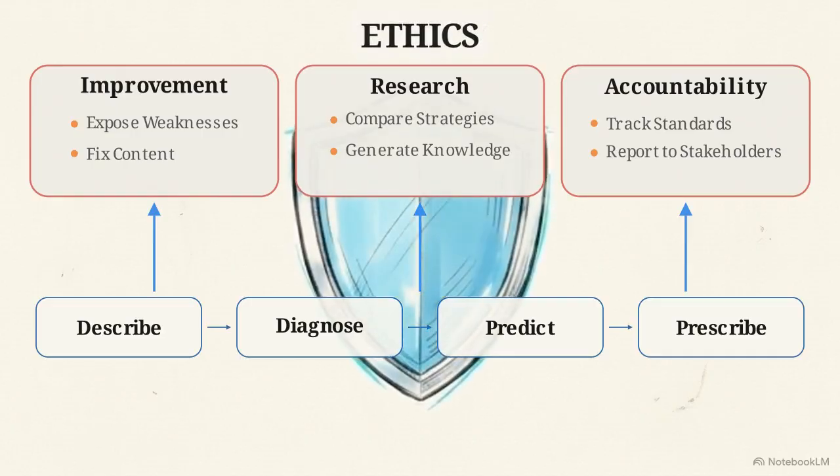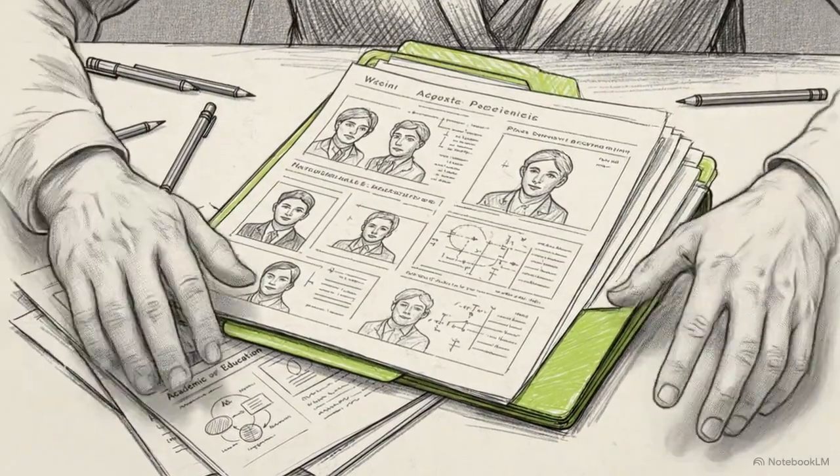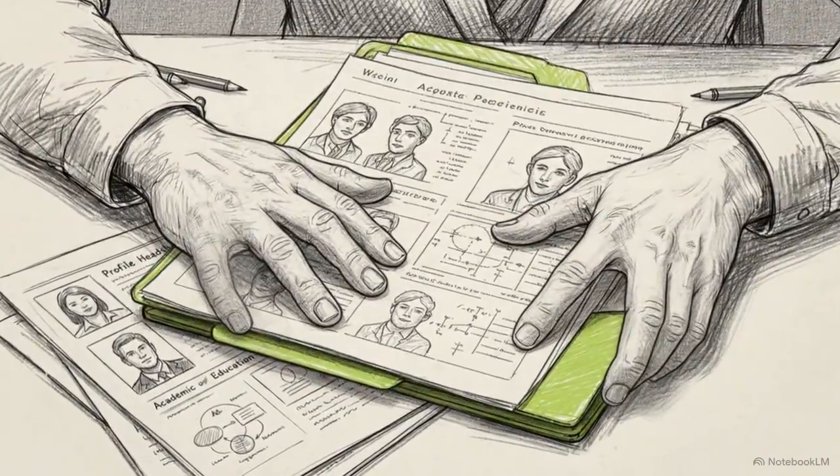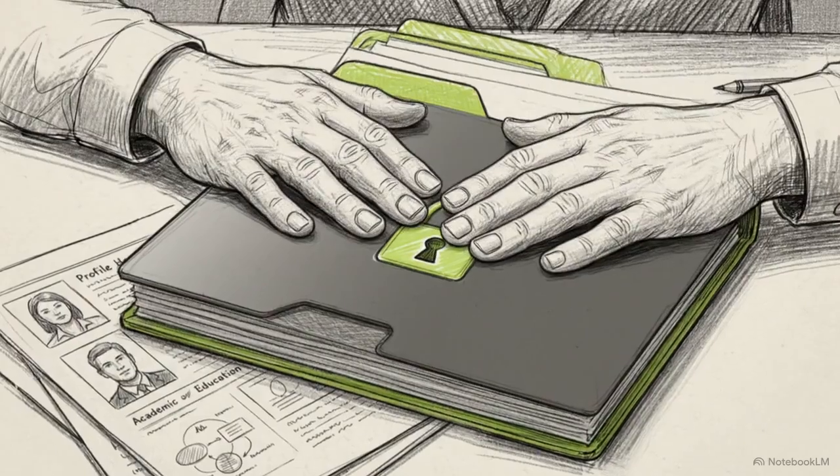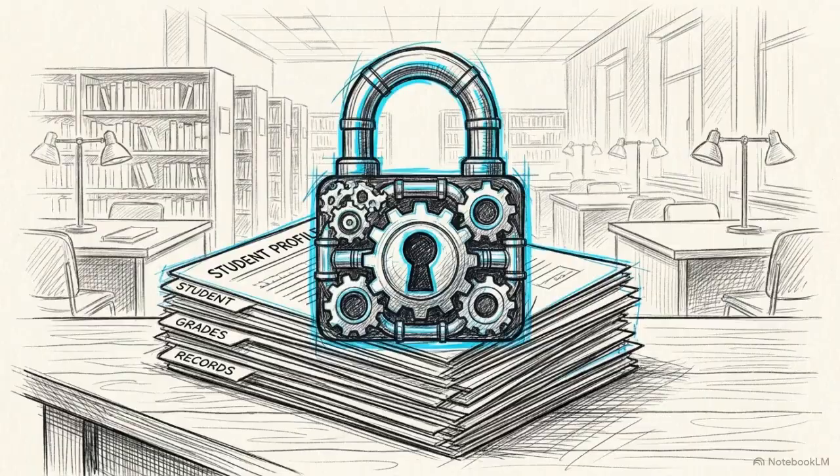Regardless of the purpose, there is a mandatory guardrail that governs every single stage: ethics. From collection and analysis to interpretation and action, educators must actively safeguard learner privacy, ensure analytical fairness, and protect student equity. Purpose gives your data direction. Rigorous ethics ensures that direction never harms the learner.